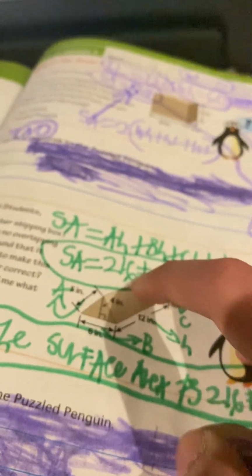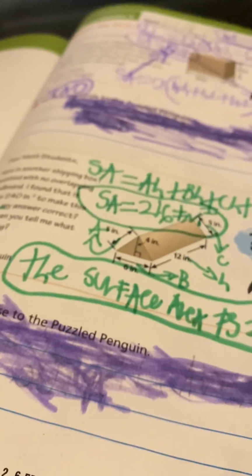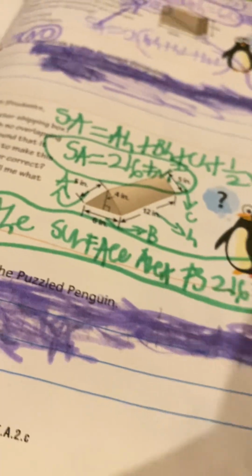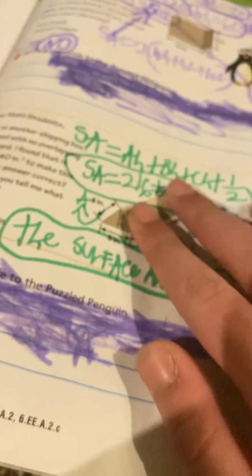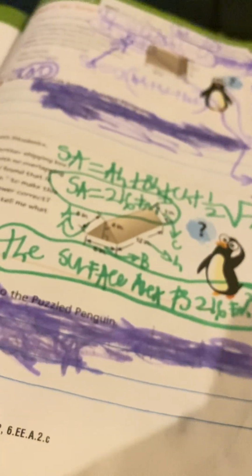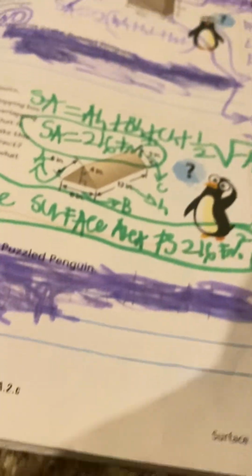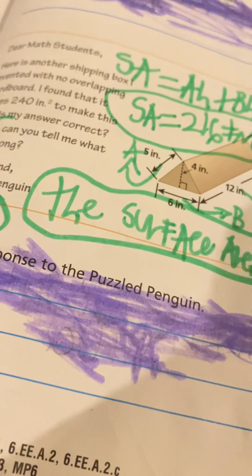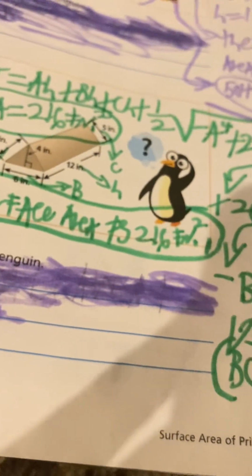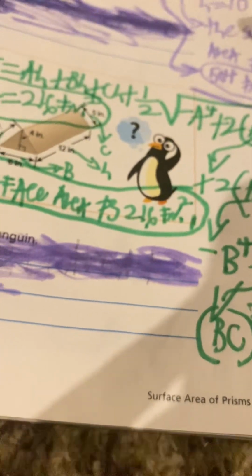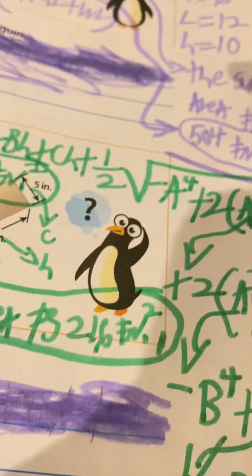60 plus 60 is 120. 120 plus 72 is 192. And if we added 192 and 24 together, which is the areas of the triangles combined, then we will get, yes, 216. So, Puzzled Penguin, the surface area of the triangular prism is 216 square inches.